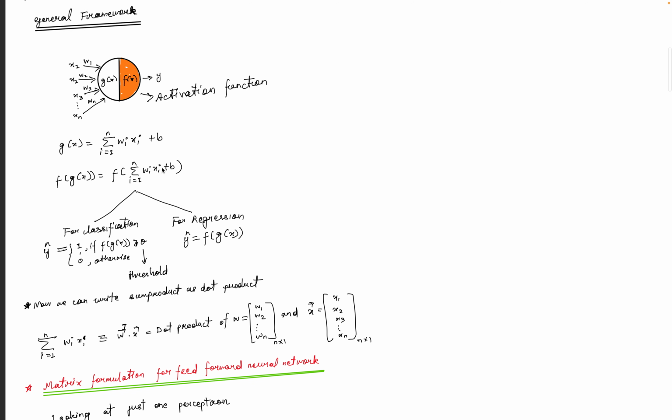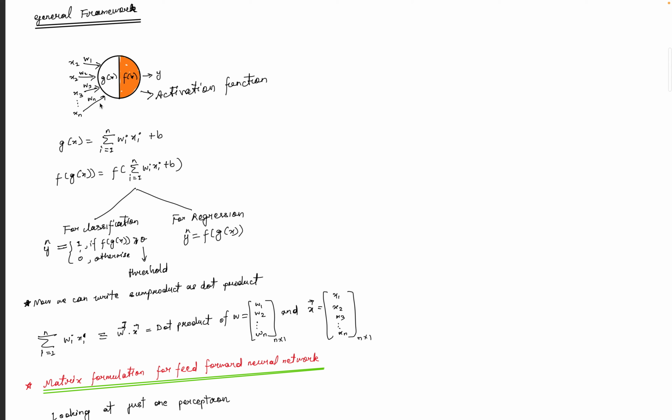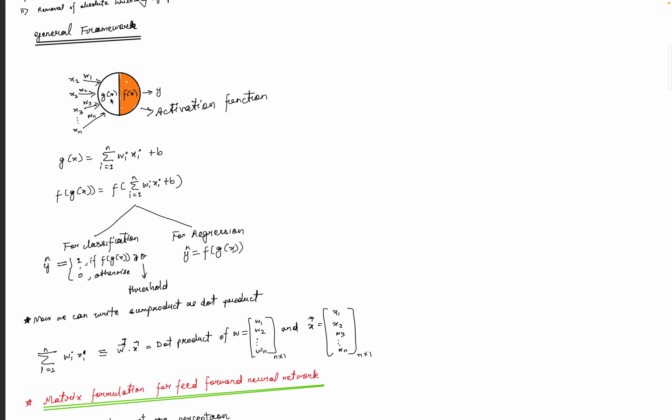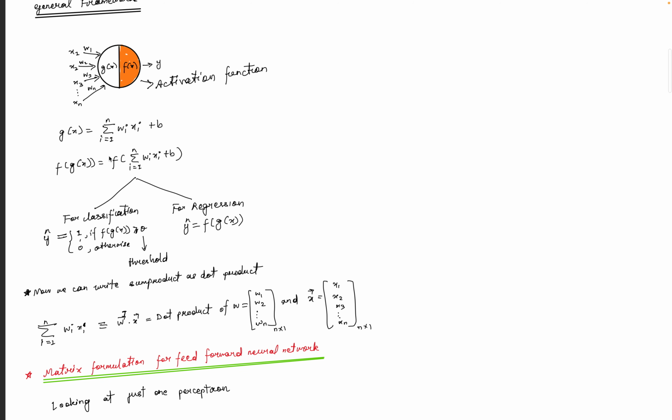So once g of x has produced the sum product of the inputs and weights, and we add a bias to it, then this activation function will take the output of g of x. And so there are two things which we can use this model for. Either we can use it for classification or we can use it for regression.